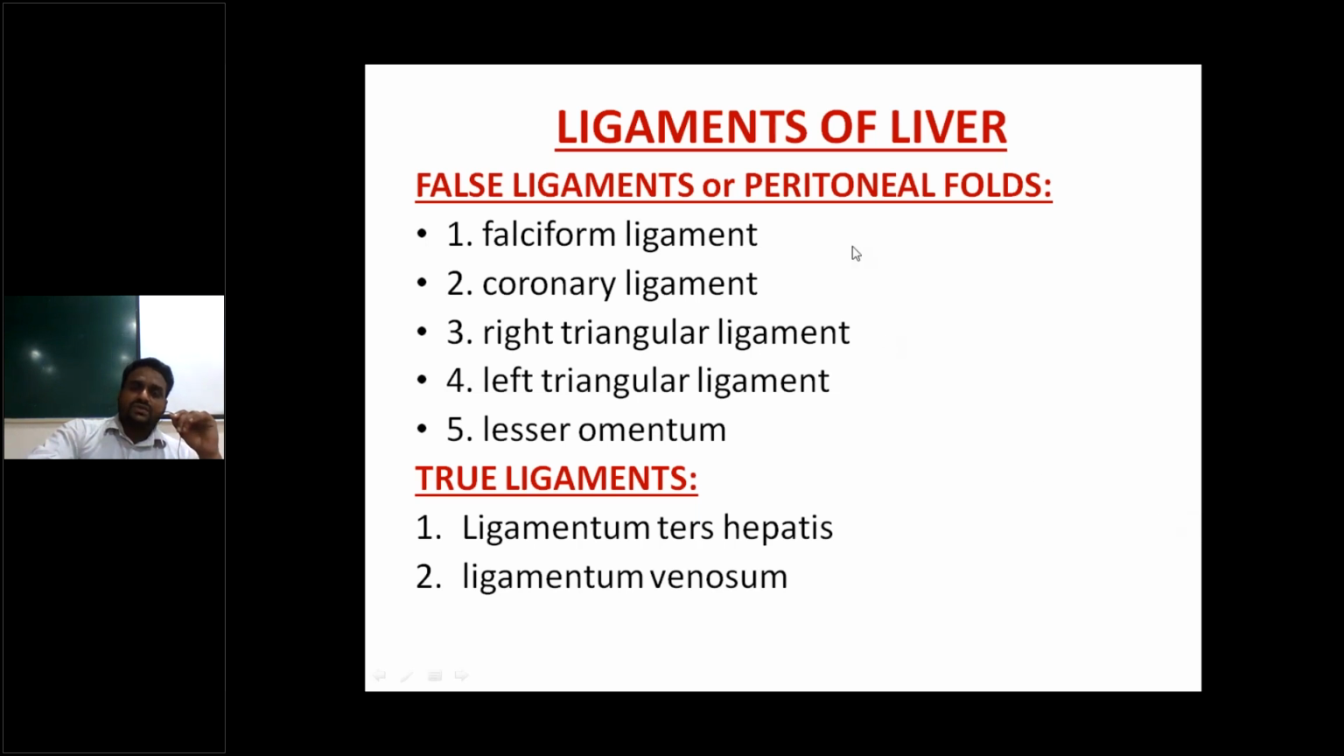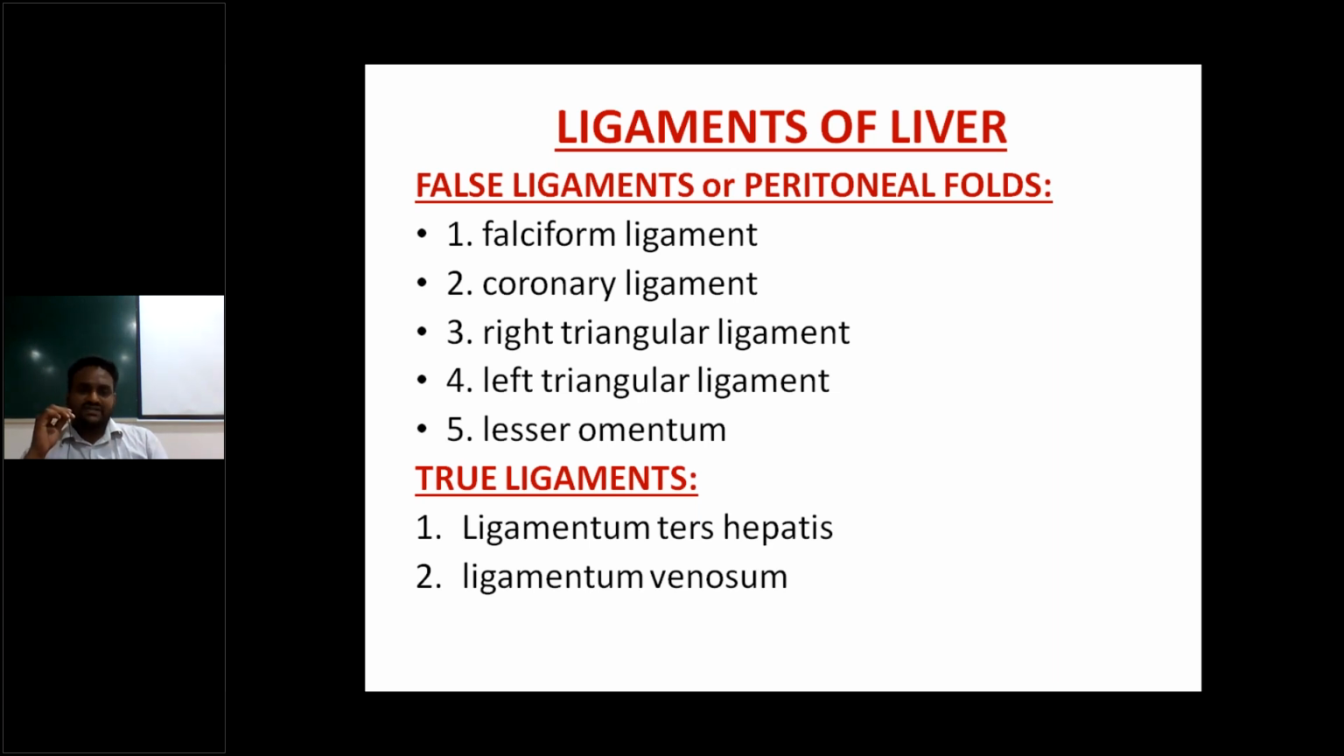Now we come to the ligaments of the liver. There are two types of ligaments: false ligaments and true ligaments. What is the difference between the false and true ligaments of the liver? True ligaments are the real ligaments. False ligaments are formed by peritoneal folds, simple membranes. So false ligaments are peritoneal folds.